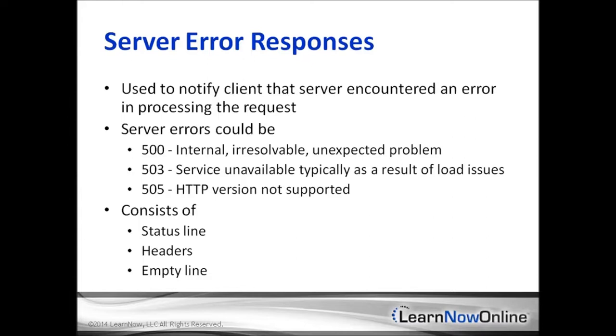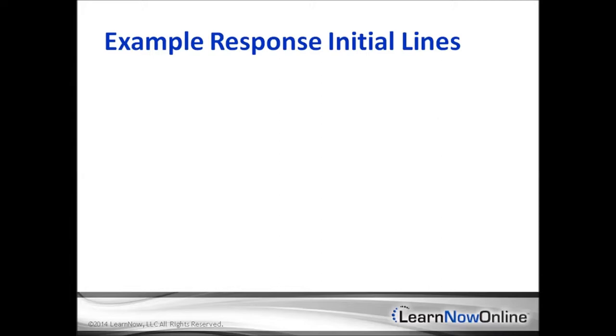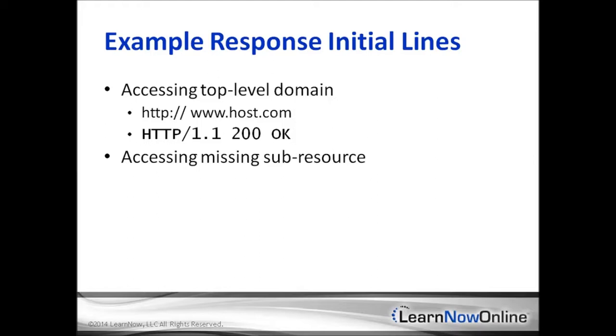Okay, so these are the most common responses that you're going to get back. So let's look at examples of what these look like. So on a top-level domain like host.com, there's what a 200 looks like. That's the actual initial line that you get. And again, to emphasize something, when working with REST, we like that initial line because I don't have to dig into the body of the request to see exactly what happened. I can look at that status code to determine.